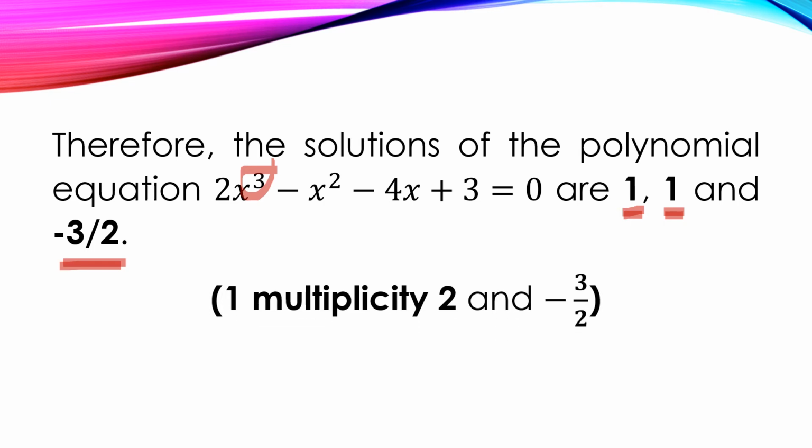Or we can say that 1 has multiplicity of 2, ibig sabihin yung 1 na factor ay twice siya na umulit. And then you have negative 3 halves. So, you can also write in this form: 1 multiplicity 2 and negative 3 halves. Okay, I hope na-gets yan. Kung medyo malabo itong part na to, pwede nyong balikan yung video, review. Okay, so kung masyadong mabilis. But again, nakuha natin yung ating goal na makuha yung tatlong solution for this polynomial equation. So tandaan, yung number of solutions ay nakadepende sa degree, kung ano yung degree natin. Okay?